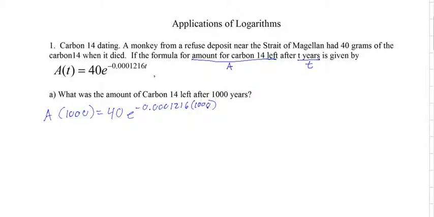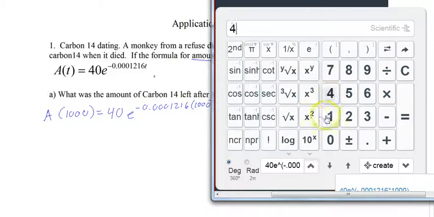So let me pull up my calculator. So we have 40, and then E. And on your calculator, when you enter E, usually the exponent shows up, and it also usually puts a parenthesis. So negative 0.0001216, and that's not correct. Let's try that again. We need a 1 in there. Times 1,000. Let me double check it all. Parenthesis, hit enter, and this is going to give us the amount of grams.